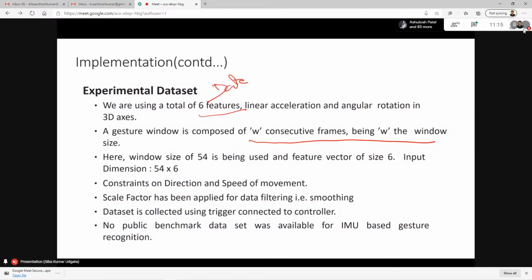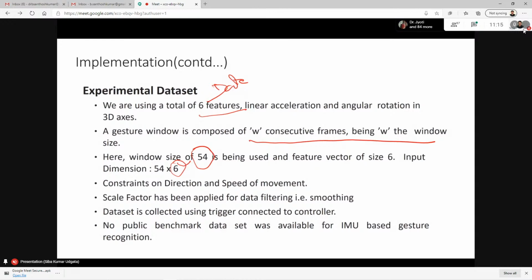In fact, we did a lot of experiments, and found that 54 records work. So what is this 6? 6 is accelerometer x, accelerometer y, accelerometer z, that means linear movement, and theta x, theta y, theta z, that means angular movement. So this is in one frame. We take 54 such consecutive frames, so the total dimension is 54 into 6. We take it and then try to classify what type of event it is, right?